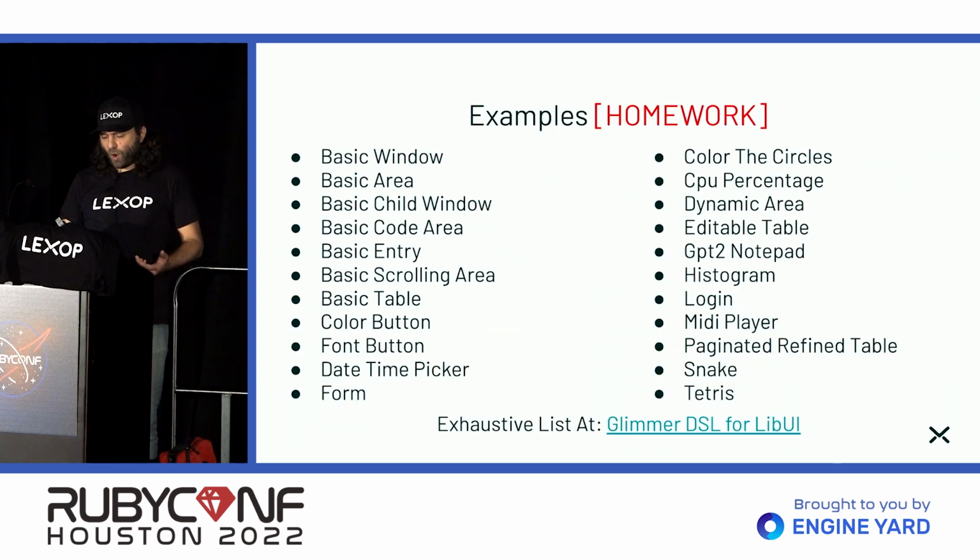As part of homework for you guys, I want you to check all the examples that come with Glimmer DSL for LibUI. There's a good list of basic examples as well as more advanced examples like the GPT-2 Notepad, which is AI-powered. There's a MIDI player. There's a paginated table, snake, Tetris, etc.